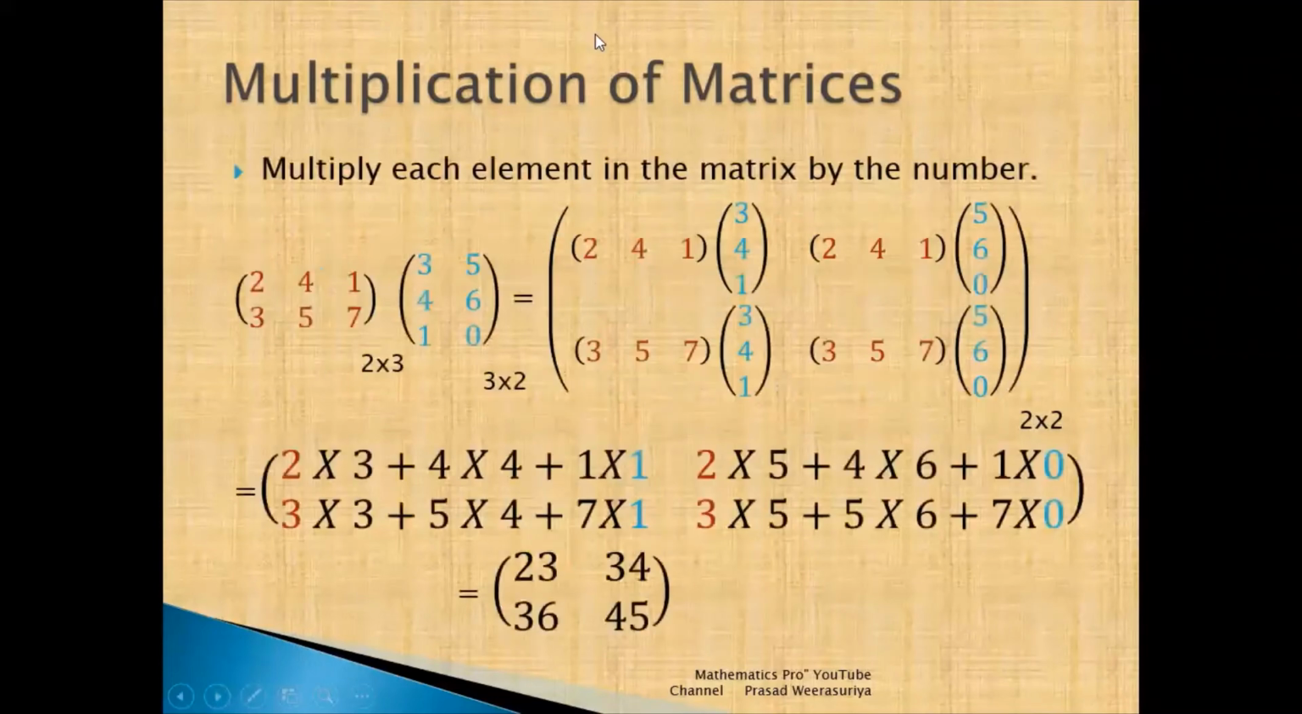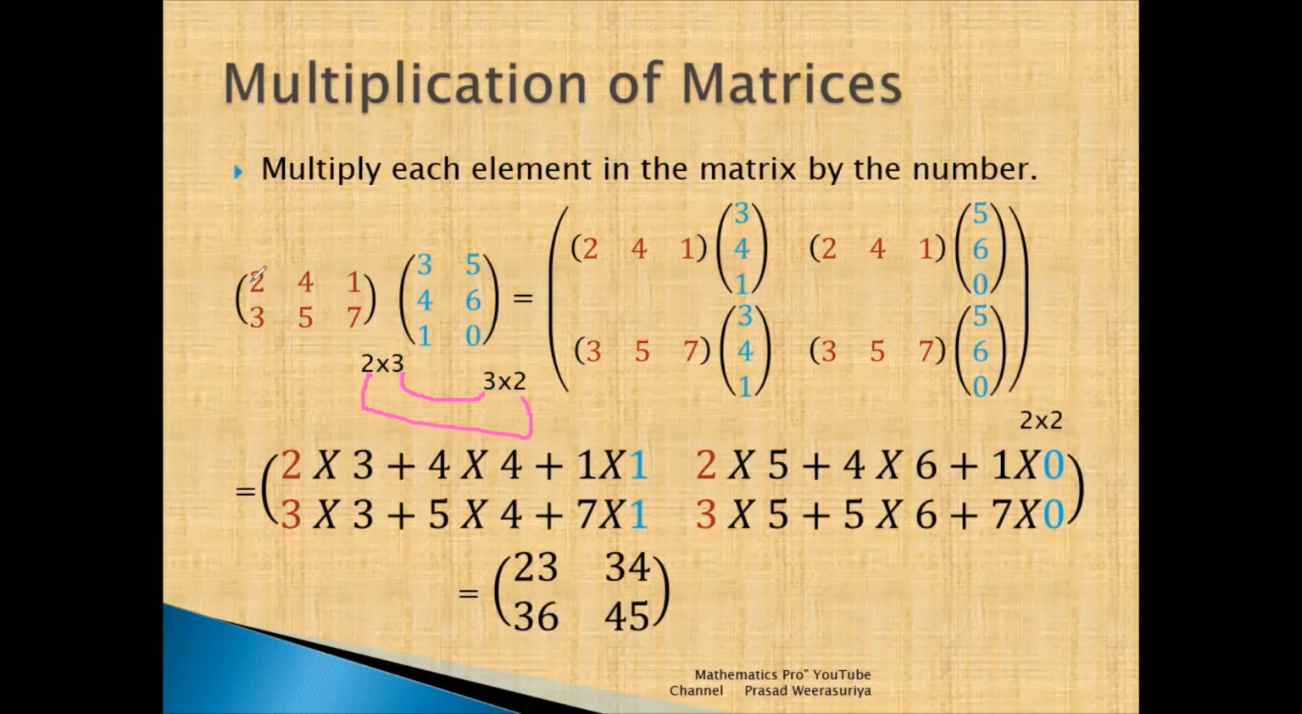Let's discuss another example. Multiplication of matrices. Multiply this matrix and this one here. This is a 2 by 3 matrix. This one is a 3 by 2 matrix. So how do you multiply matrices? These two numbers should be equal. In order to multiply these two, if they are not equal, then those matrices can't be multiplied. The resultant matrix will be 2 by 2. Yes, it is 2 by 2.